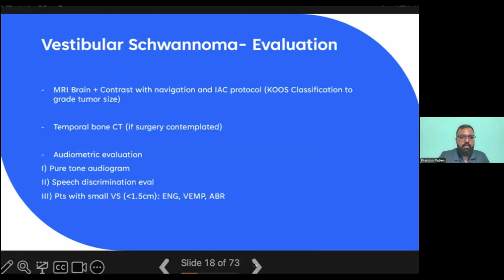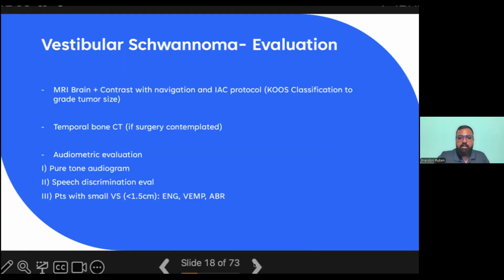Evaluation: MRI brain with contrast, and navigation and ISC protocols are used, and the Koos classification is used to grade tumor size. Temporal bone CT if surgery is contemplated, and audiometric evaluation. Pure tone audiogram, which may be useful as a first step screening test.